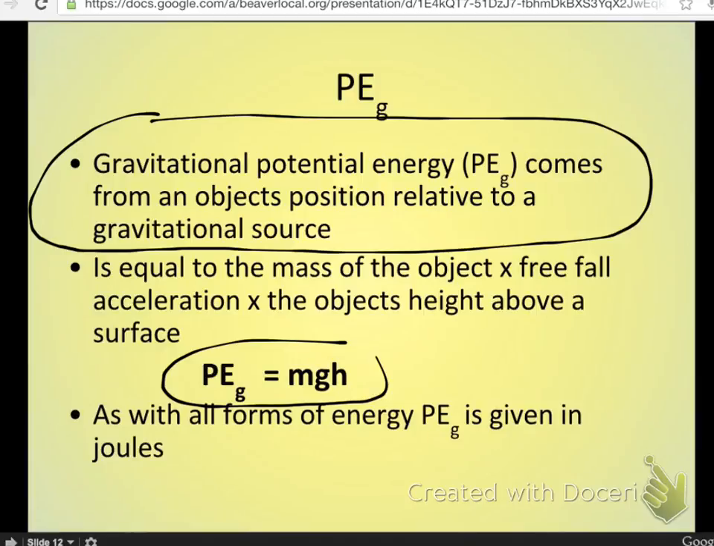Mass times acceleration towards the gravitational source times the height above that source. So mass of the object times free fall, g, times how far up in the air the thing is. And just like all other forms of energy, it's given in joules. And we could do the dimensional analysis for joules, but we probably won't right at the moment. A couple things to note.